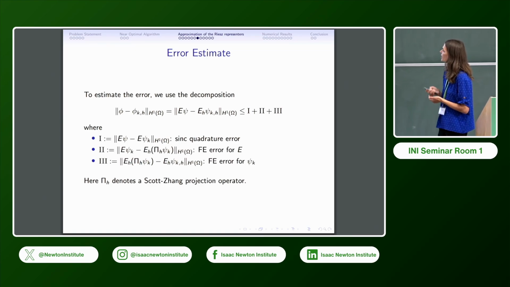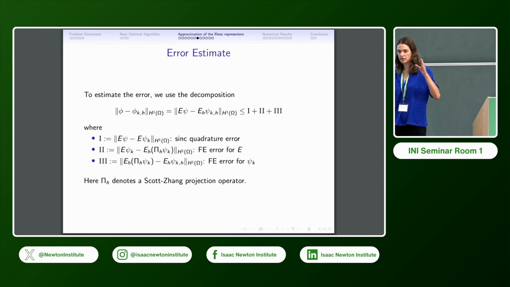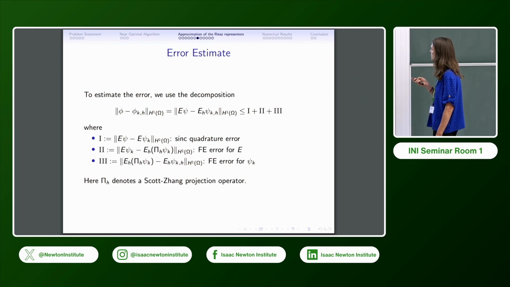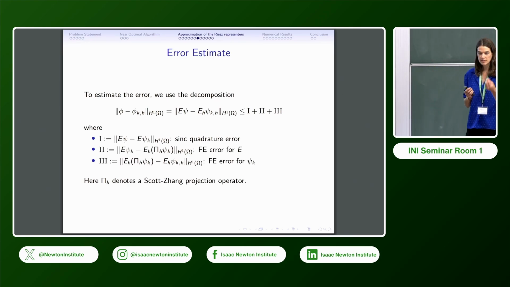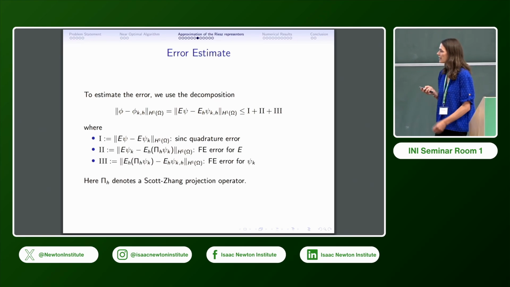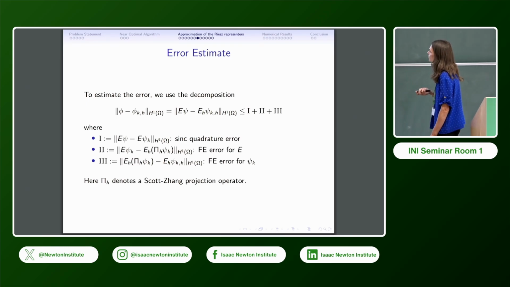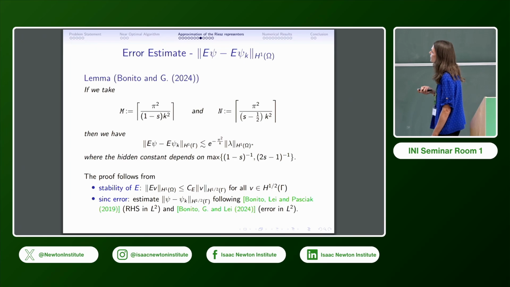So maybe I'll go quickly on that, but basically the idea to estimate the error, we're going to split the error that's going to contribute to the different approximations. So the full error, which is basically this, is bounded by these three terms. We have a sinc quadrature error term, we have a finite element error due to the discrete harmonic extension operator, and then the last one, we have a finite element error due to the approximation of the psi k by the psi kh. Okay, so this is the sinc quadrature.